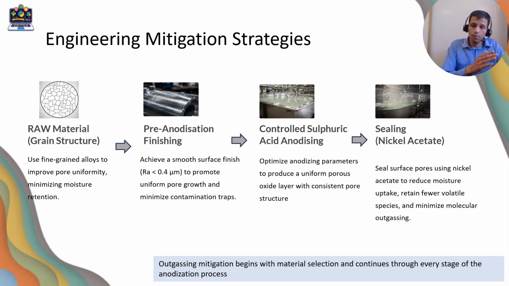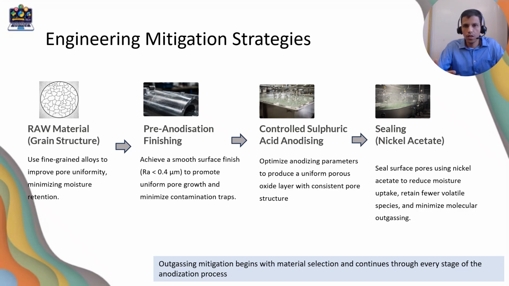While designing, the engineer can choose fine-grained raw material. Moving to pre-anodization, the finishing stage, where the material is chosen and starts to be machined, try to achieve a good surface finish, approximately 4 microinch, 0.4 micrometer, or 16 microinch. Increasing the surface finish helps achieve good pore formation.